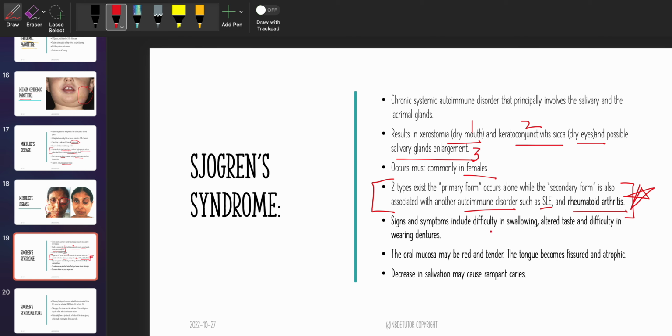Now, signs and symptoms include difficulty in swallowing, altered taste, and difficulty in wearing dentures. These are all because of xerostomia or dry mouth. The oral mucosa may be red and tender. The tongue becomes fissured and atrophic. There is a decrease in salivation, which may cause rampant caries. This is another question. They might give you a case where they'll mention all these signs and symptoms, rampant caries. They might say that the patient has difficulty in swallowing and all this, and you know from these points that it is Sjogren syndrome.